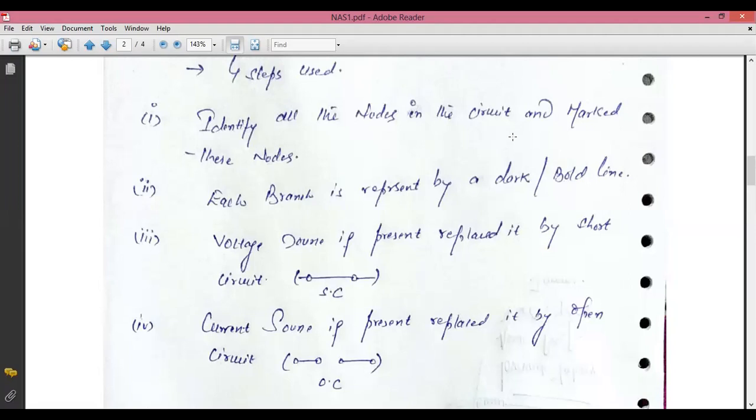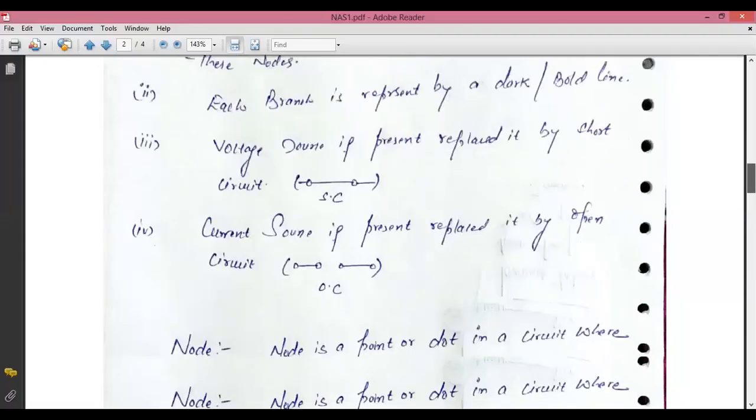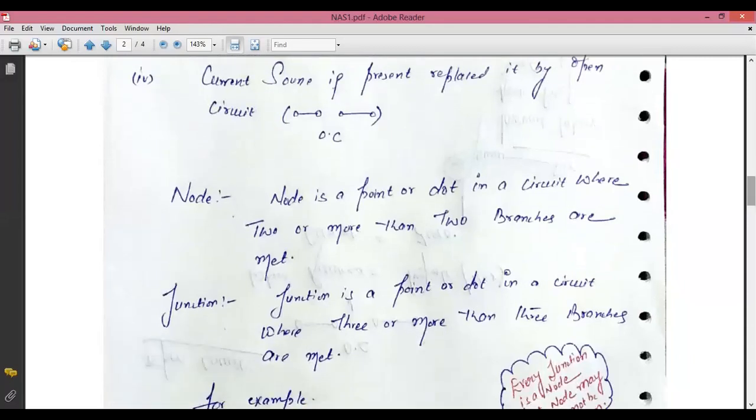Clear? Now the question is, can anybody tell me what you mean by node? See, a node is a point or a dot in a circuit where two or more than two branches are met. Again, I can repeat, a node is a point or a dot in a circuit where two or more than two branches are met. But a junction is a point where three or more than three branches are met.